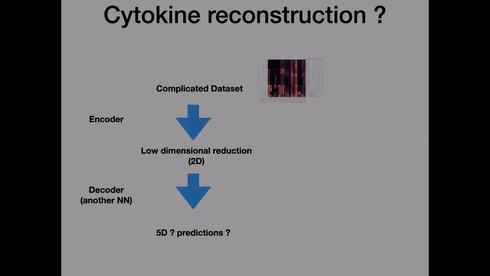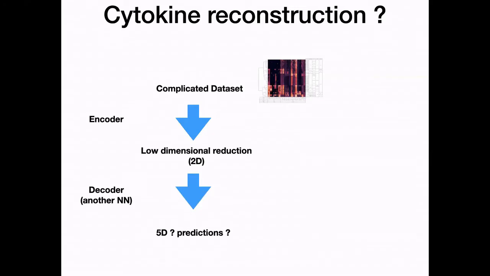Okay, so we were able to get from the cytokine space to the 2D space. We're looking at concentration of cytokine, and we project that to this 2D latent space. But now, can you reconstruct from this 2D space the 5D space of cytokines that we put in initially? How much information do we lose when we do this projection? It turned out that the answer to this is: not much.